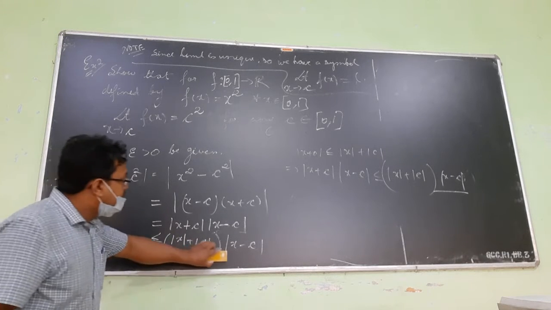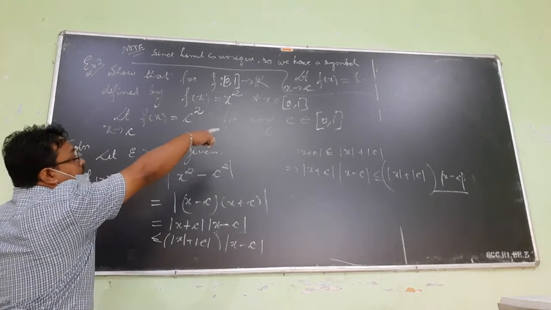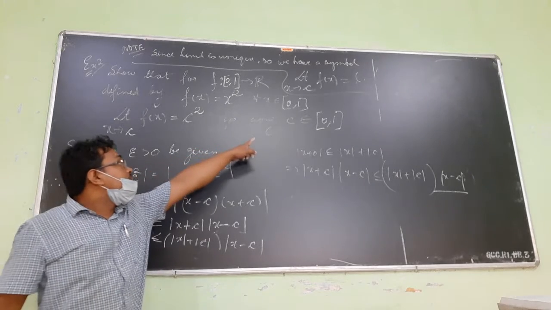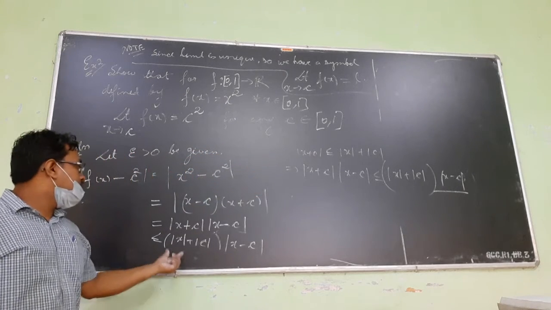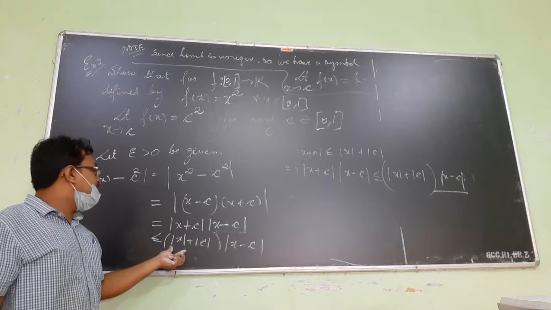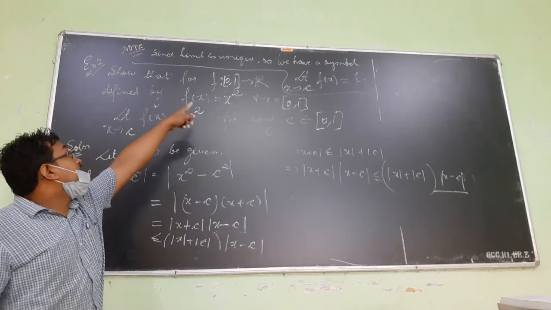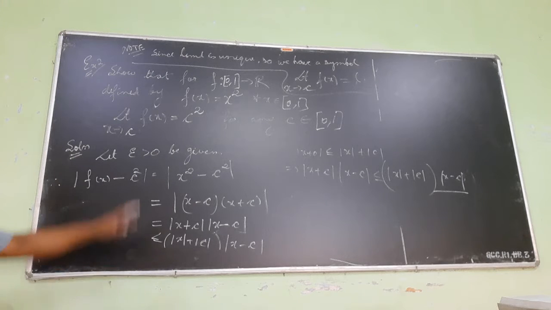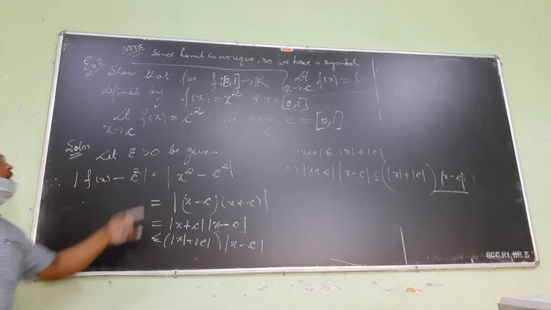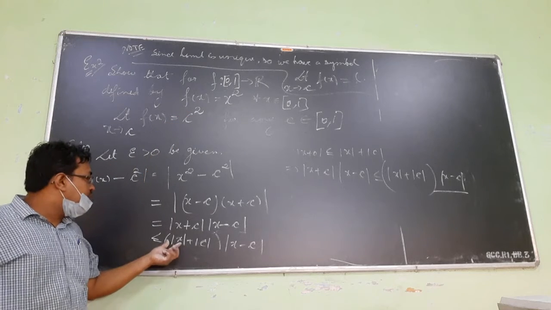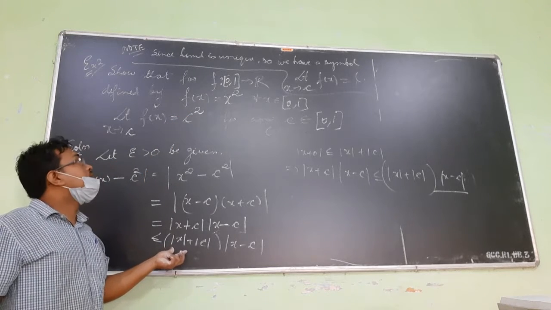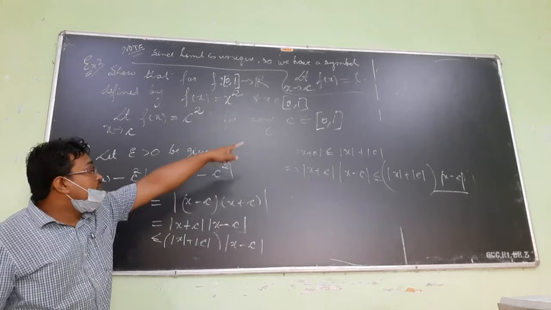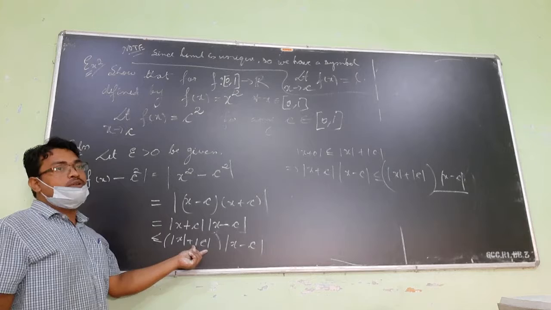So what should I write? Just consider the domain. What is the domain of the function? The domain of the function is the closed interval [0,1]. So inside the closed interval [0,1], what is mod x? Mod x is less than or equal to 1. C is also inside [0,1], so mod c is also less than or equal to 1.